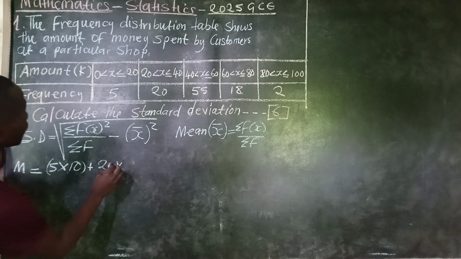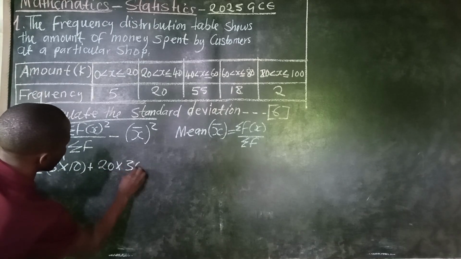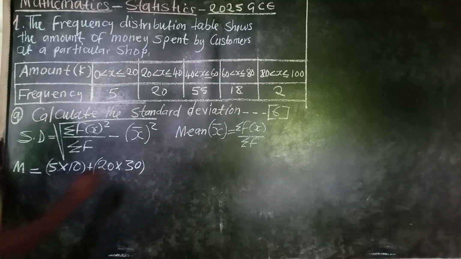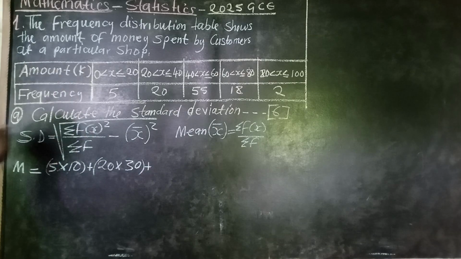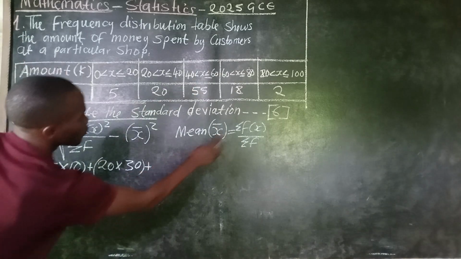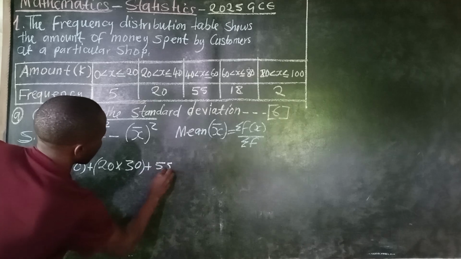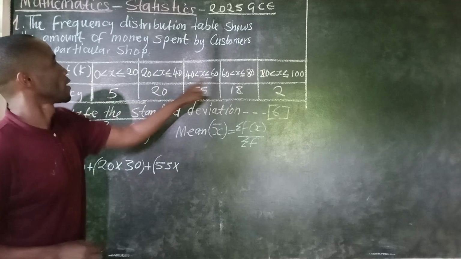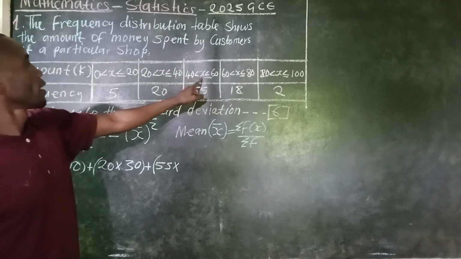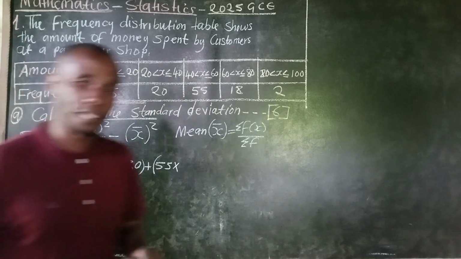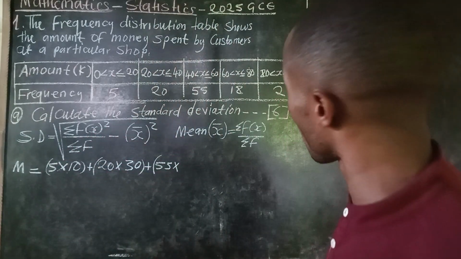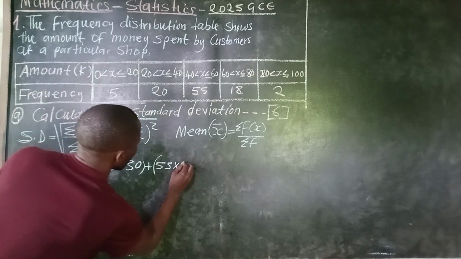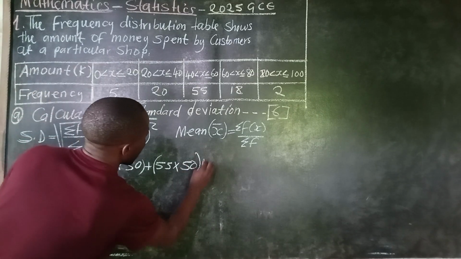So you are going to have 30, okay, 30 as the midpoint there. Then again, you put in brackets, you say plus. Okay, you come to the next one, frequency, which is F, we have 55. Okay, 55 times, the midpoint here is what? When you say 40 plus 60, the answer is 100. So 100 divided by 2 is 50. So the midpoint here is 50. Okay, then you say plus.